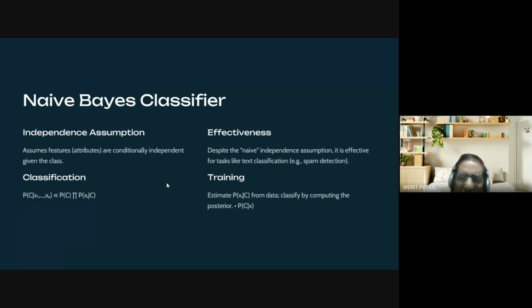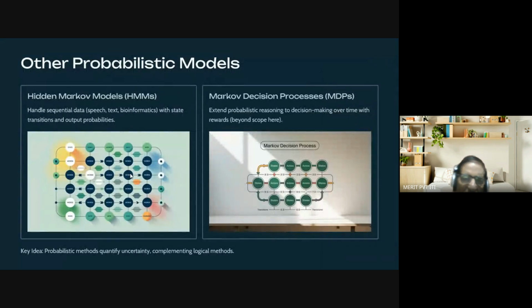Identifying spam in email. Training: estimate P(X | C) from data, then classify by computing the posterior, that is P(C | X), from P(X1 | C) and P(C). So that's how classification and training is done and all that. So this is the Naive Bayes classifier, and that's how it is effective.